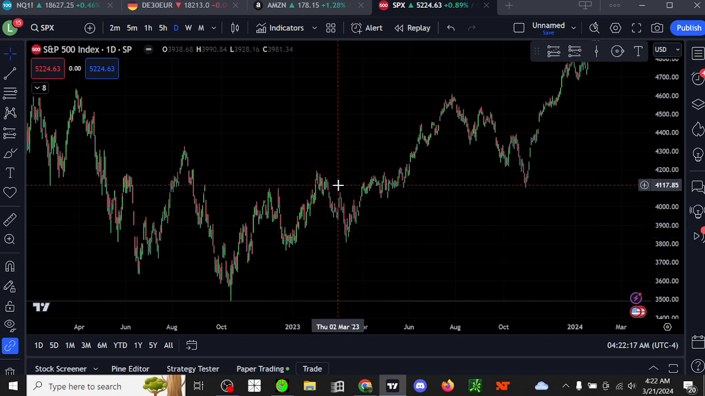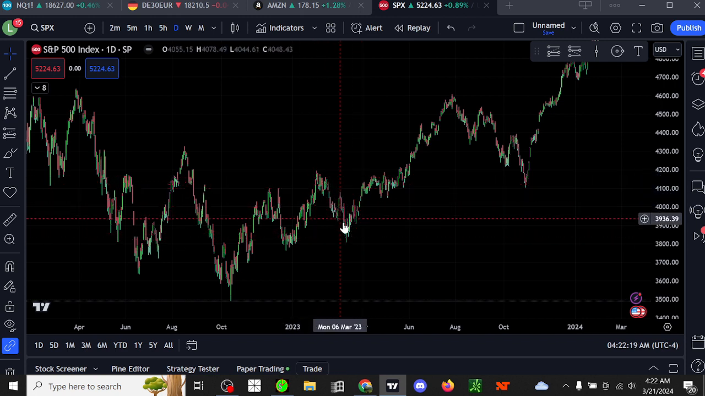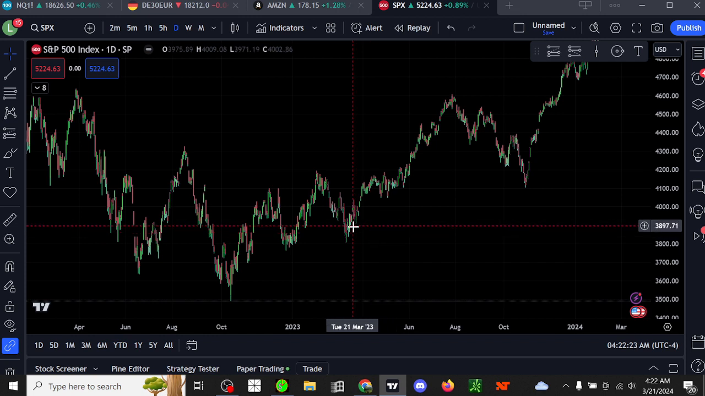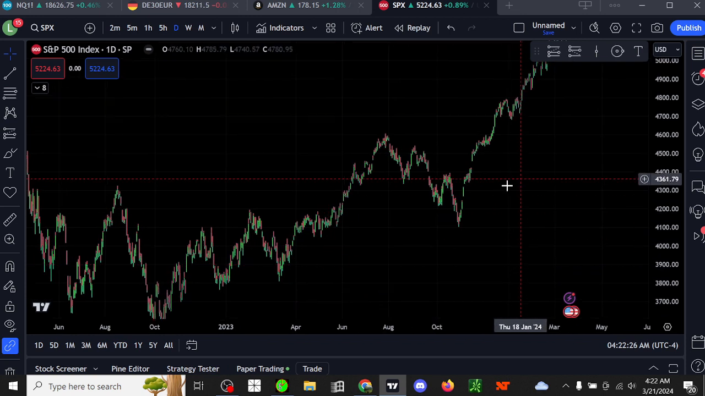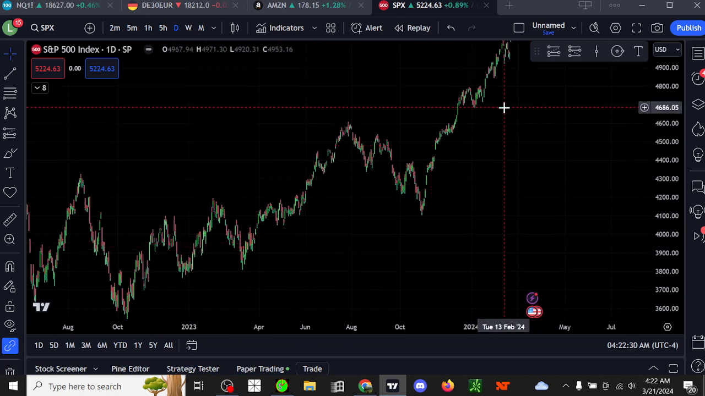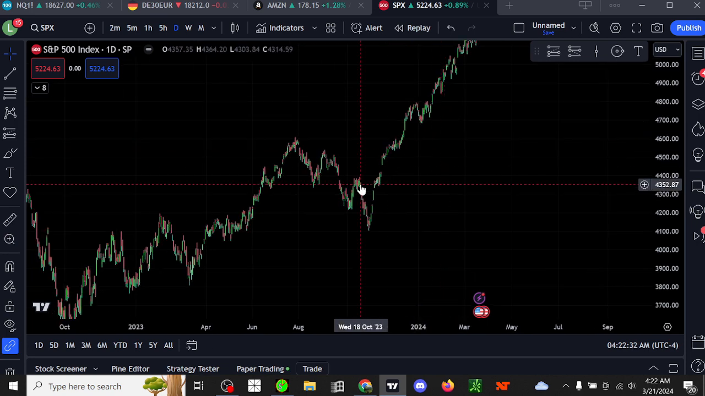When everyone was freaking out about the bank panics and the Silicon Valley Bank panic and all that stuff, I was saying the institutions are buying. They're promoting a sell narrative on the news to deceive the masses, and it's actually going to be a bull market, and look what's happened.